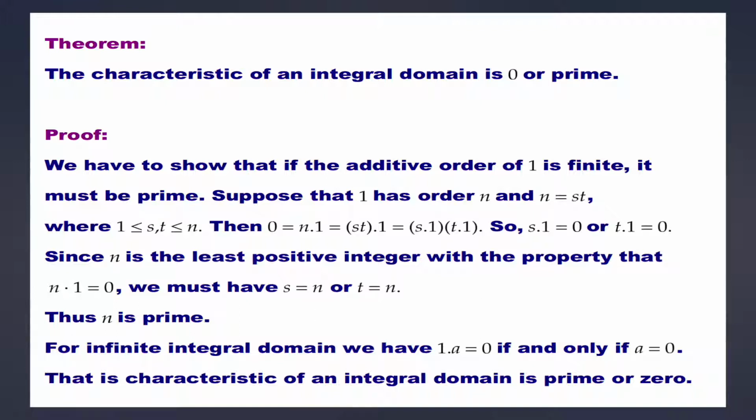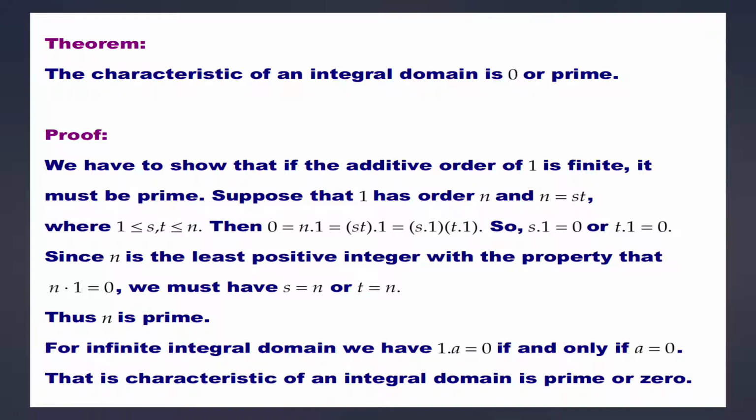Let us prove it. We have to show that if the additive order of 1 is finite, it must be prime. Suppose that 1 has order n and n equals st, where s is greater than or equal to 1 and n is greater than or equal to t. Then 0 equals n times 1, which is equal to st times 1, which equals s times 1 and t times 1. We are expanding it and writing it so. Now, s times 1 is equal to 0 or t times 1 is equal to 0.